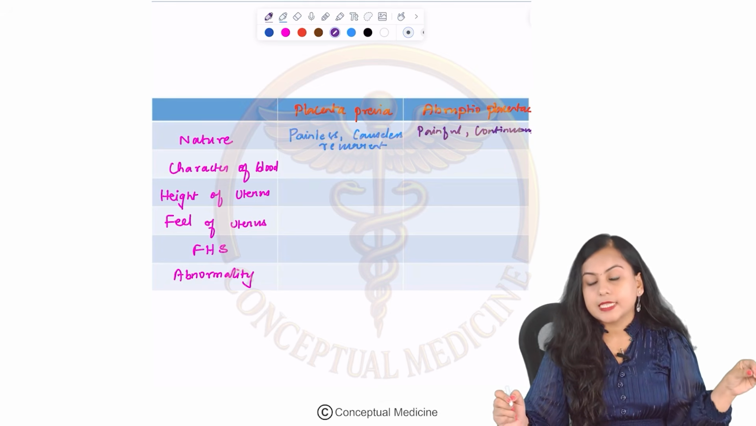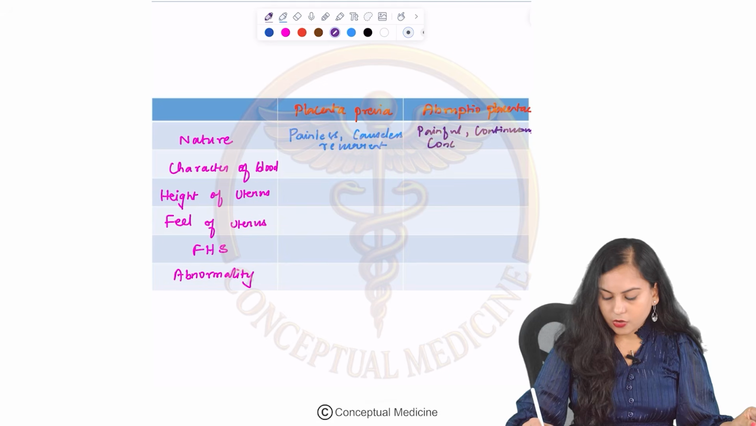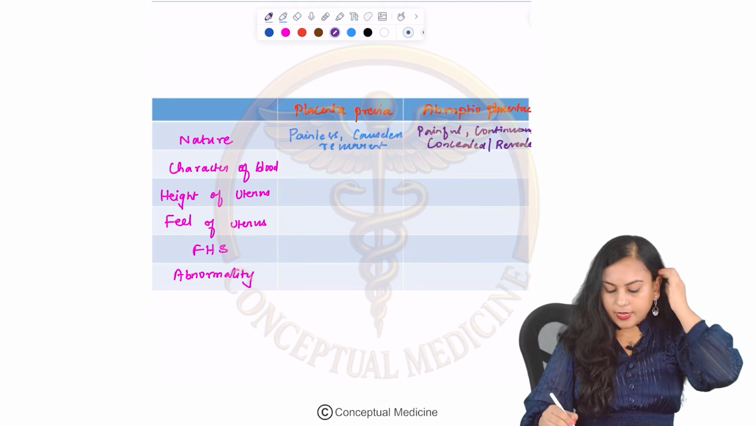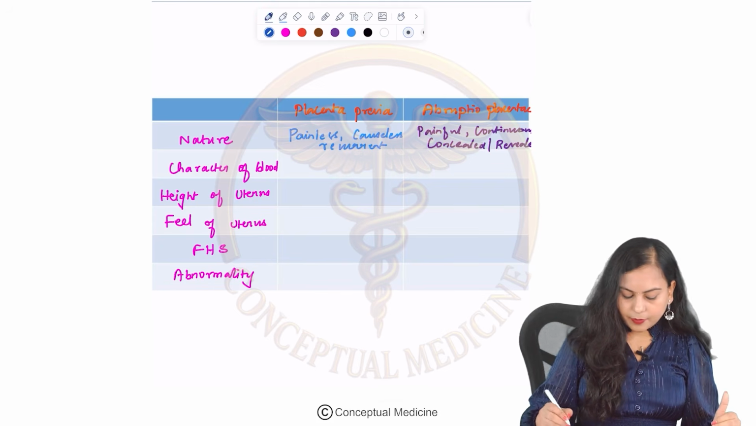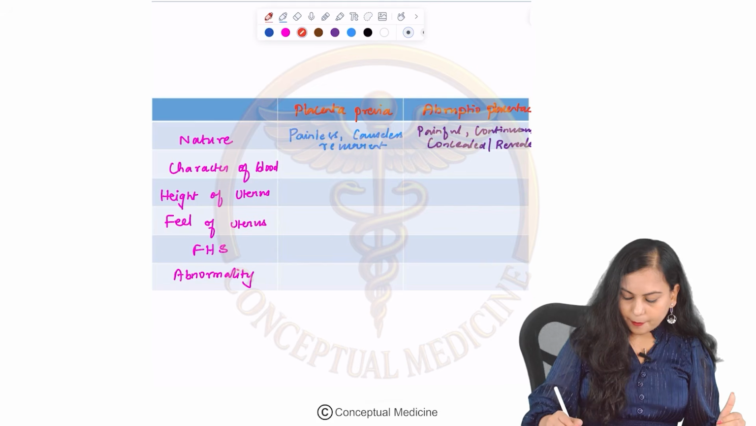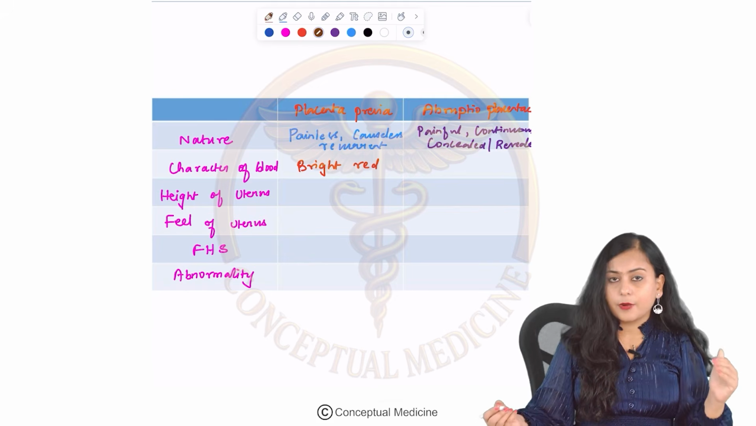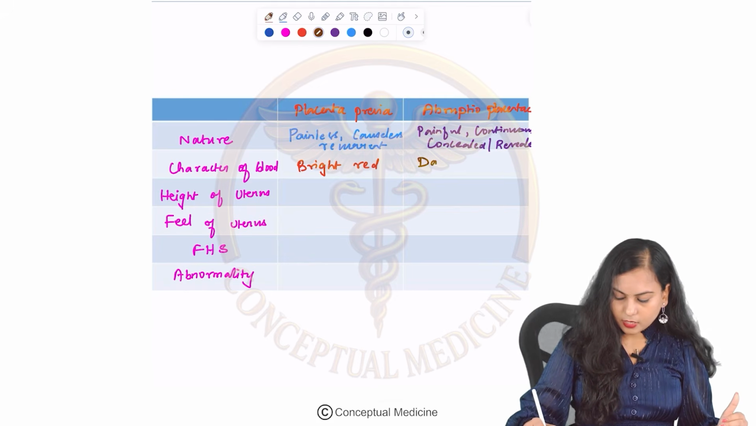So, that means the bleeding can be concealed or it can be revealed, okay. So, it can be either. Next is the character of the blood. In placenta previa it is usually a bright red color, whereas in case of abruptio placentae, this is a dark colored blood.